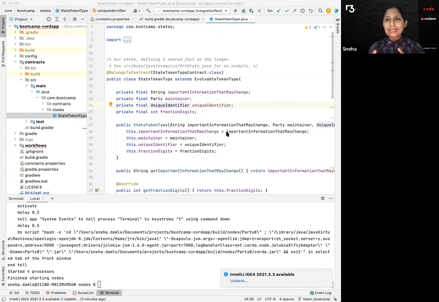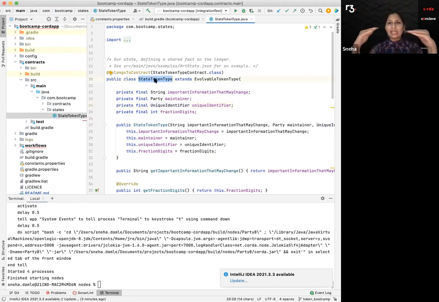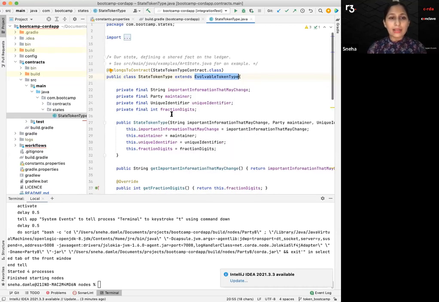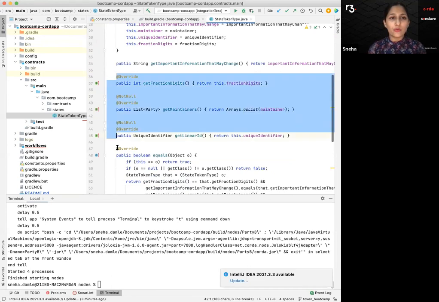Now, as we've already discussed, before even defining the tokens, you have to first define the underlying base type, right? So ideally, this is my state token type, which is my base token type, which I've defined using this class. I think this particular asset is going to evolve with time, and that's why I've extended this using the evolvable token type interface or evolvable token type class. Now, this evolvable token type class has a few fields which I've overridden over here.